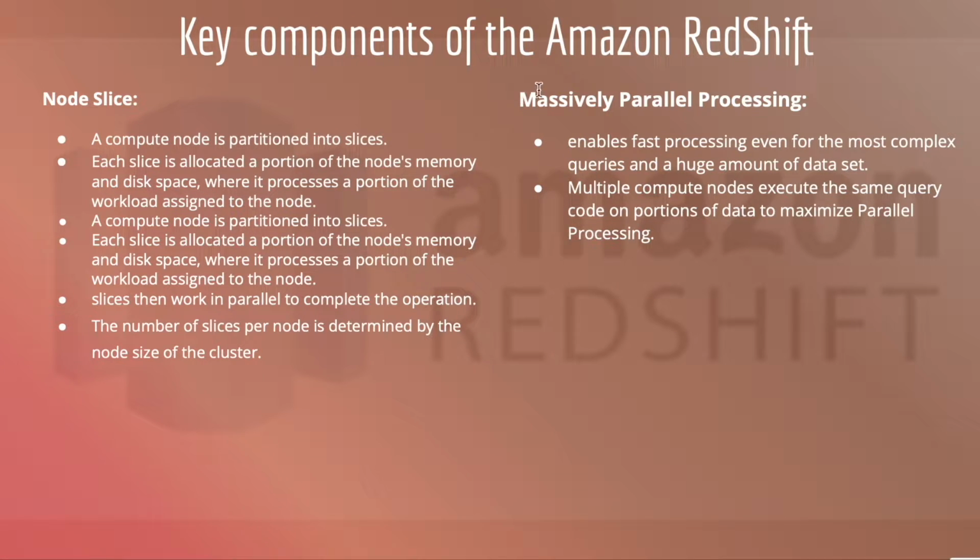We also have this feature or component in Amazon Redshift, which is massively parallel processing. This is the component that gives Amazon Redshift the fast performance for querying data, and so much more. So it enables fast processing of complex queries and huge amounts of data sets.